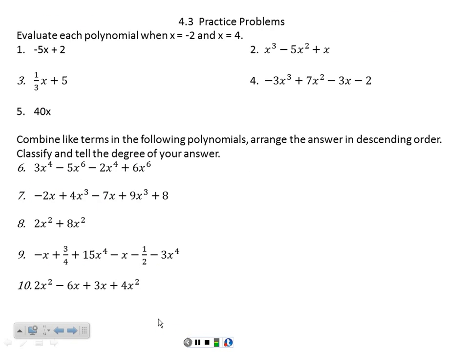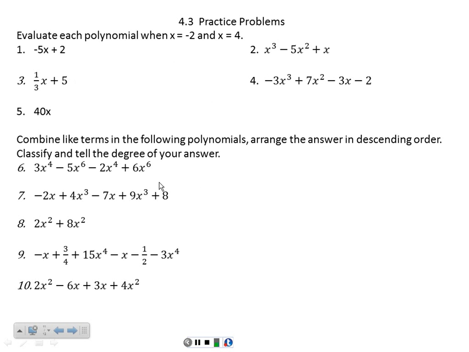Alright, so here are your practice problems. Up in the top, we're evaluating each one of these polynomials where x is 2 and x is negative 4. These are two separate problems, so you're going to do each one of these twice. So for example, number 1, you're going to evaluate negative 5x plus 2 where x is negative 2 and come up with a number. And then you're going to evaluate negative 5x plus 2 where x is 4 and come up with a number. So you're going to have two answers for each one of these, one where x is negative 2 and one where x is 4.